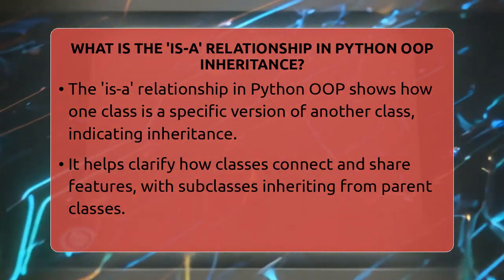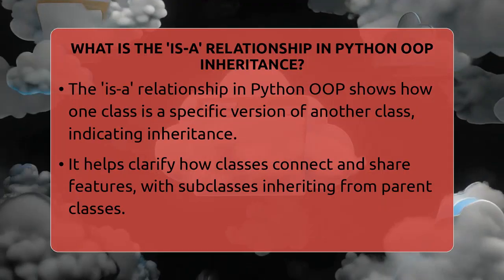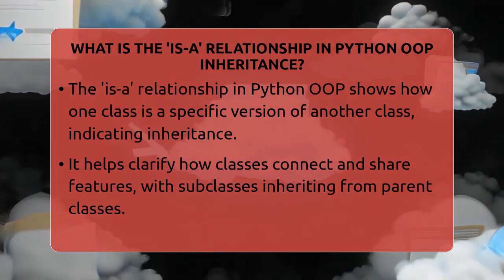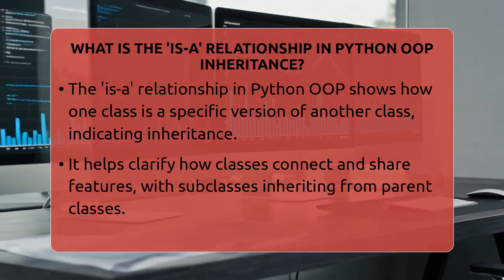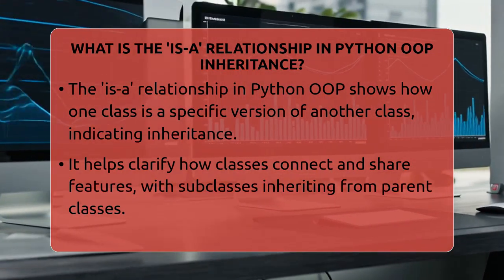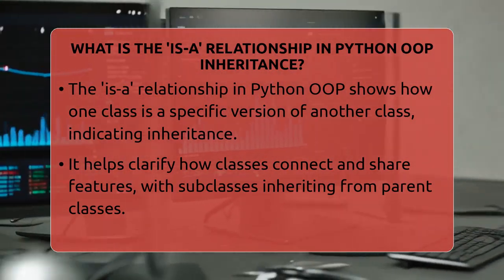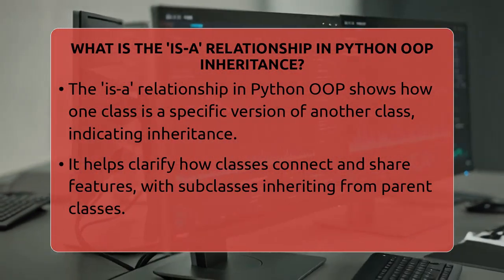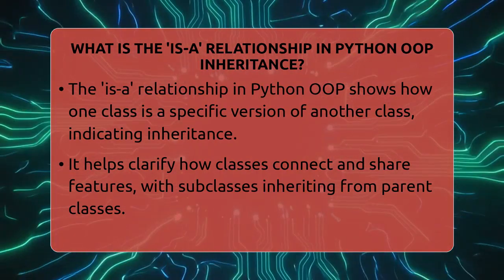What is the "is-a" relationship in Python OOP inheritance? Imagine you have a big box of building blocks. Some blocks are simple, but others are special shapes that fit together in a certain way. In Python programming, especially when working with classes, there's a way to show how one thing is a kind of another. That's what the is-a relationship is all about.